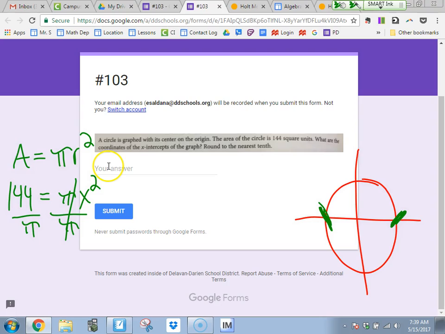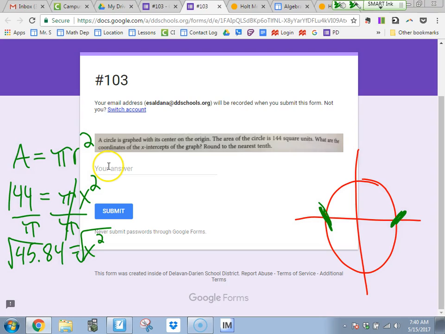Let me see if we can find pi on this calculator here. Or does anybody have it in there? 144 divided by pi. Oh, I got it here. 45.84-ish. Okay, so 45.84 equals x squared. And remember that in a lot of the problems we've been working on, to solve something like this, we take the square root of both sides. So we take the square root of x squared.